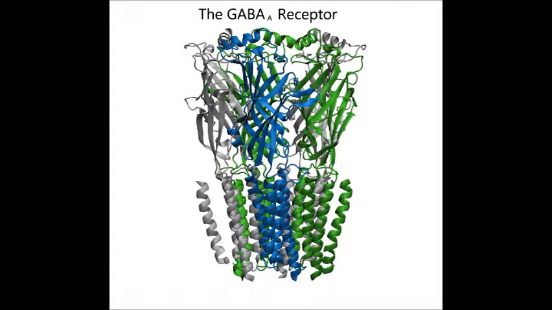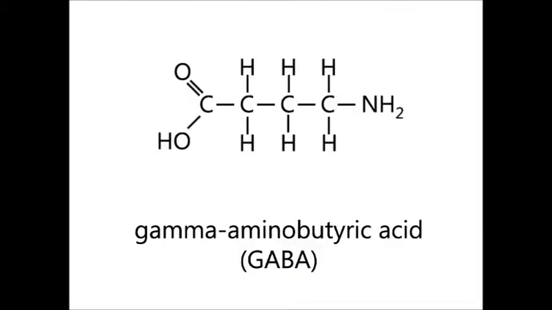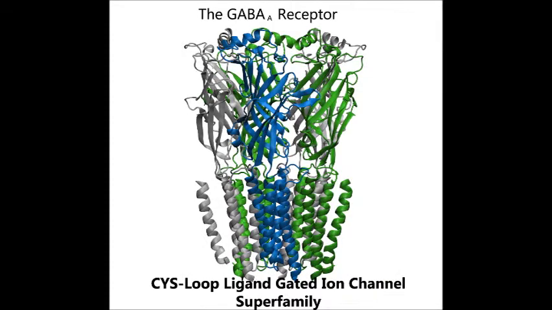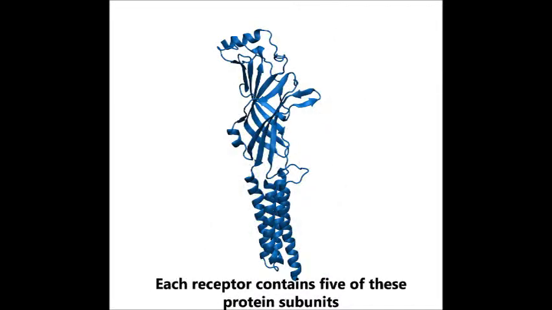GABA receptors are a group of receptors that respond to the primary inhibitory neurotransmitter known as gamma-aminobutyric acid, or GABA. GABA-A receptors are the main type of GABA receptors and are part of the cis-loop ligand-gated ion channel superfamily. Now that may seem like a very fancy title for the receptors, but let's break it down to make it much simpler. Each type of these receptors is composed of 5 protein subunits.